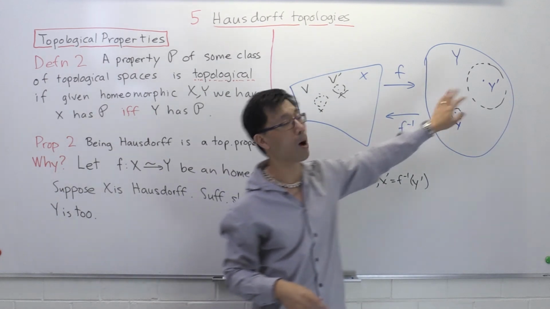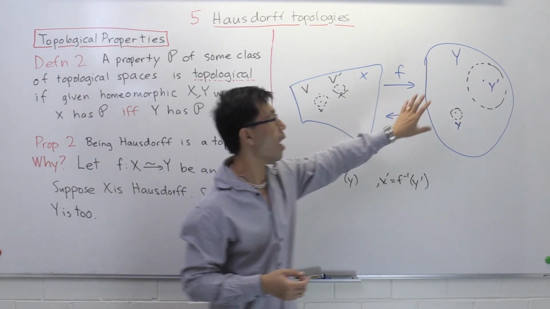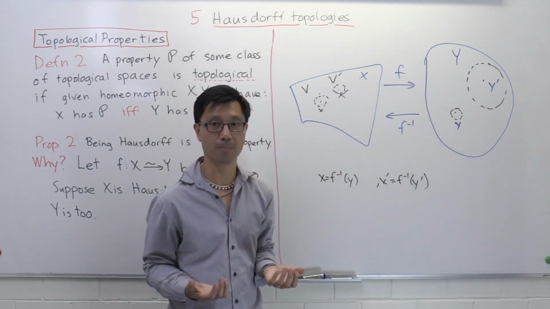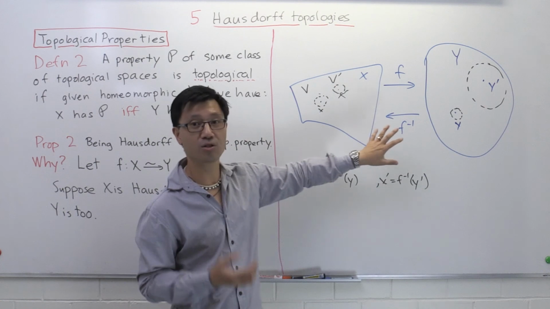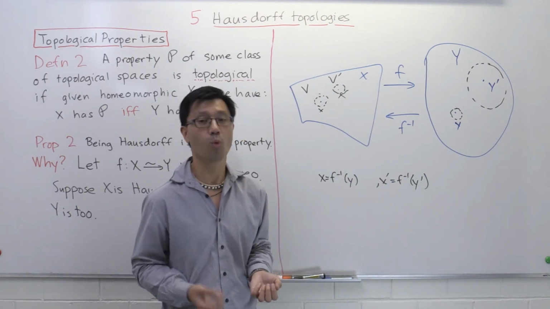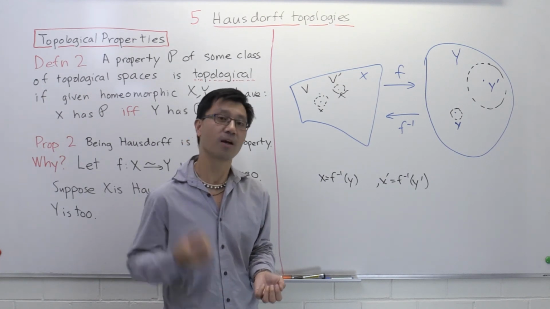Since Y and Y prime were arbitrary distinct points, that shows you that Y has to be Hausdorff as well. So this Hausdorff condition is a very interesting topological property, and in our next video we will look at another interesting topological property, that of connectedness.